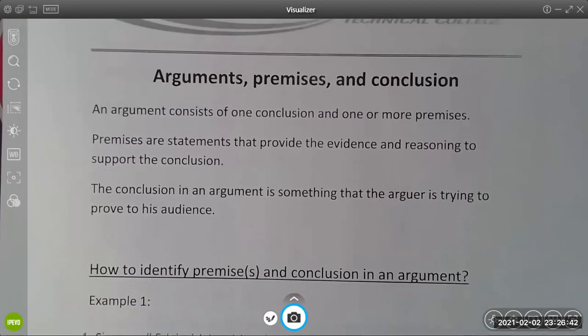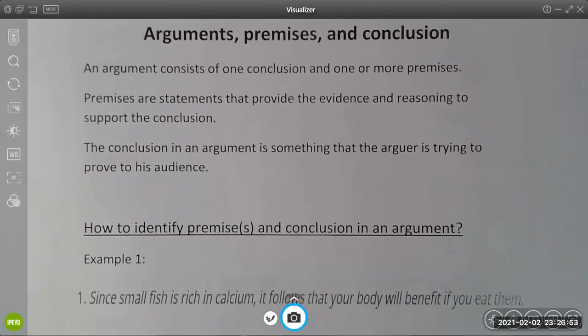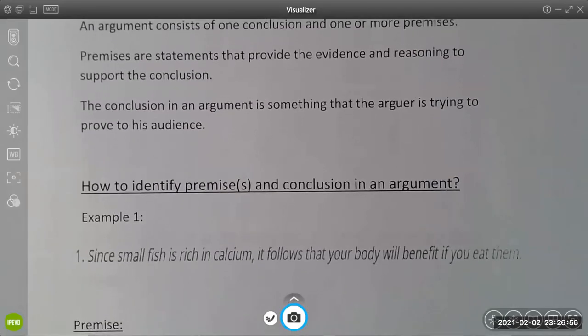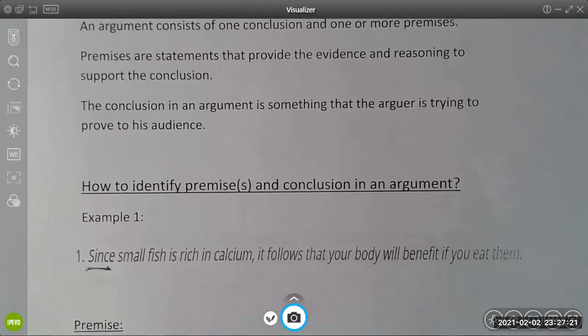But let's do that through these examples. So how to identify premise or premises and conclusion in an argument. Let's look at our first example. Since small fish is rich in calcium, it follows that your body will benefit if you eat them. That means if you eat those small fish. Now let's see what is the premise, what is conclusion. Premise usually is the evidence or is the reason for you to draw the conclusion. Look at this word here, since. So that's the reason, since, like because.